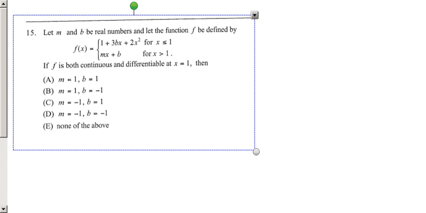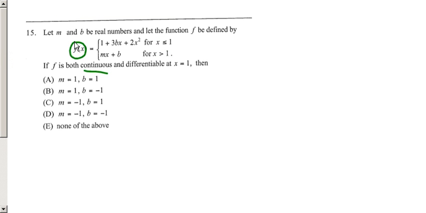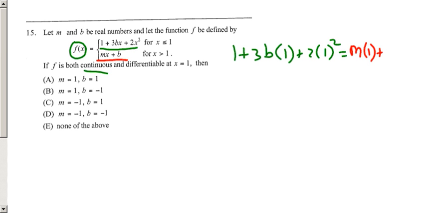All right, 3 more problems here. This says for f to be continuous and differentiable given this piecewise function. If it's continuous, it means that at x equals 1, where we switch from one function to the next, they need to equal each other. So in other words, 1 plus 3b when x equals 1, plus 2x equals 1, evaluating that at 1 must equal evaluating this function at 1, mx plus b. So we've got a 2 variable equation. We've got b's and m's.